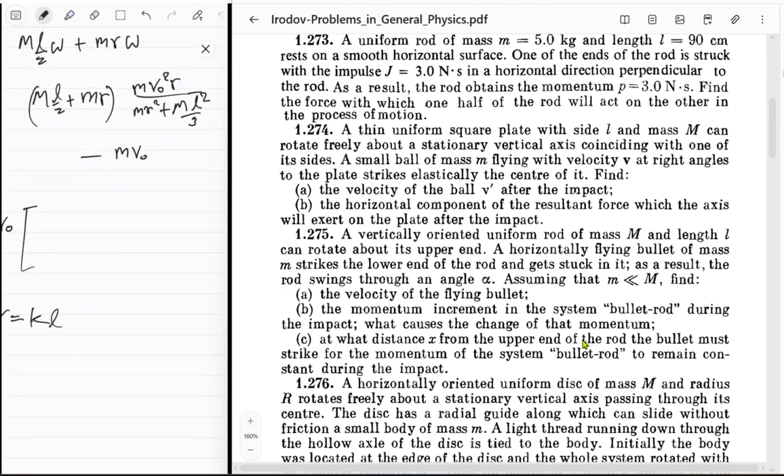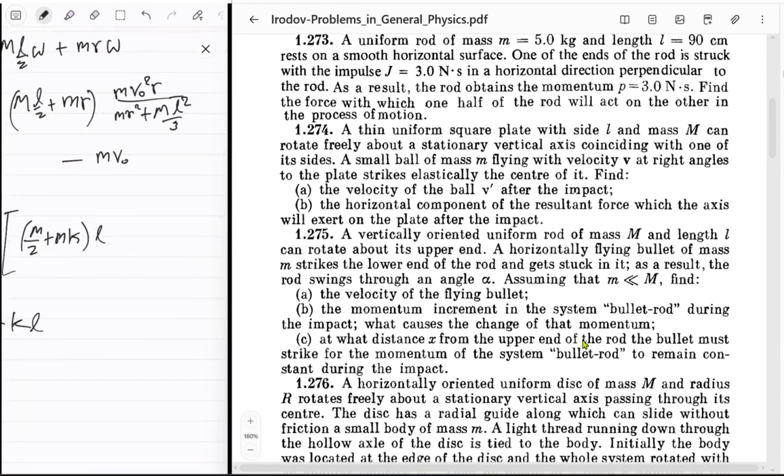I mean, hopefully this simplifies some stuff. So m, you've got 1 upon 2, so m upon 2 plus m times k, and then take out that l, and then you've got this. That is gone. Just got v naught r.